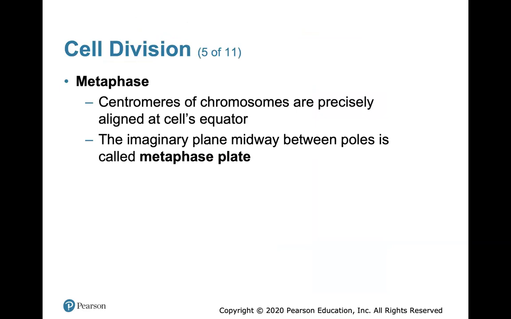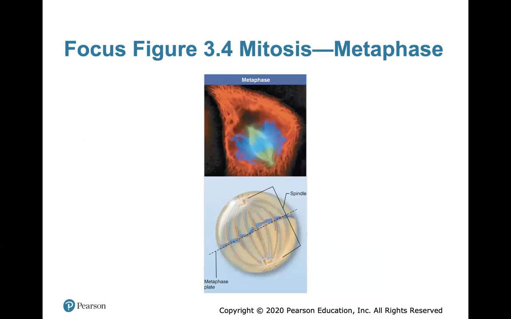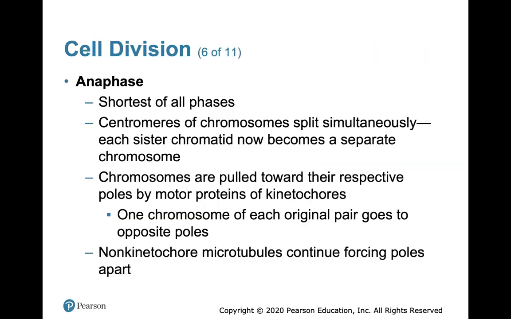Metaphase is when the centromeres of the chromosomes are precisely aligned at the cell's equator on an imaginary plane called the metaphase plate. Metaphase is really fun to see under a microscope because it's easy to spot the cell in the metaphase stage, since all the chromosomes are lined up very nicely along the equator, or middle, of the cell. Anaphase is the shortest. This is just when the centromeres of the chromosomes are split apart at the same time.